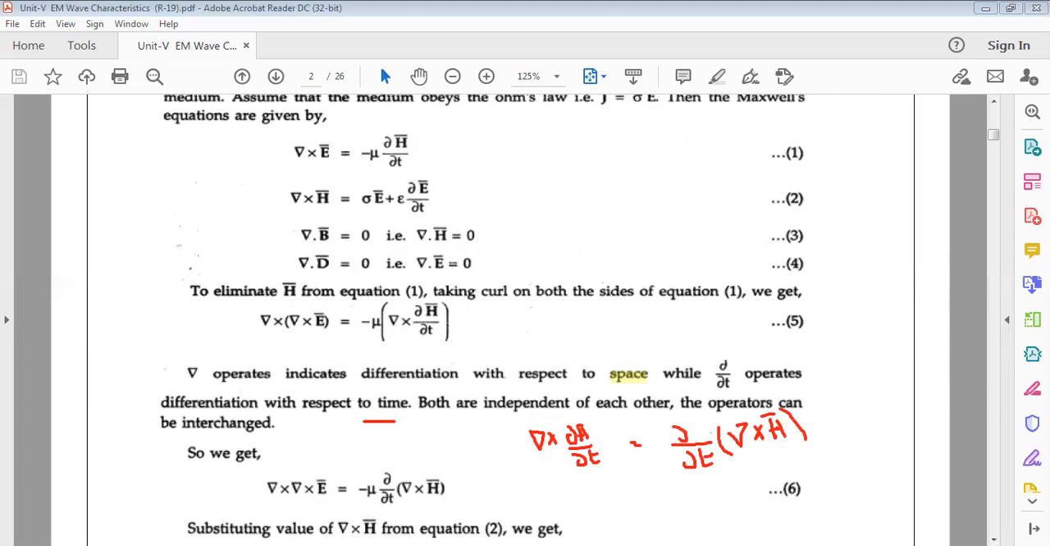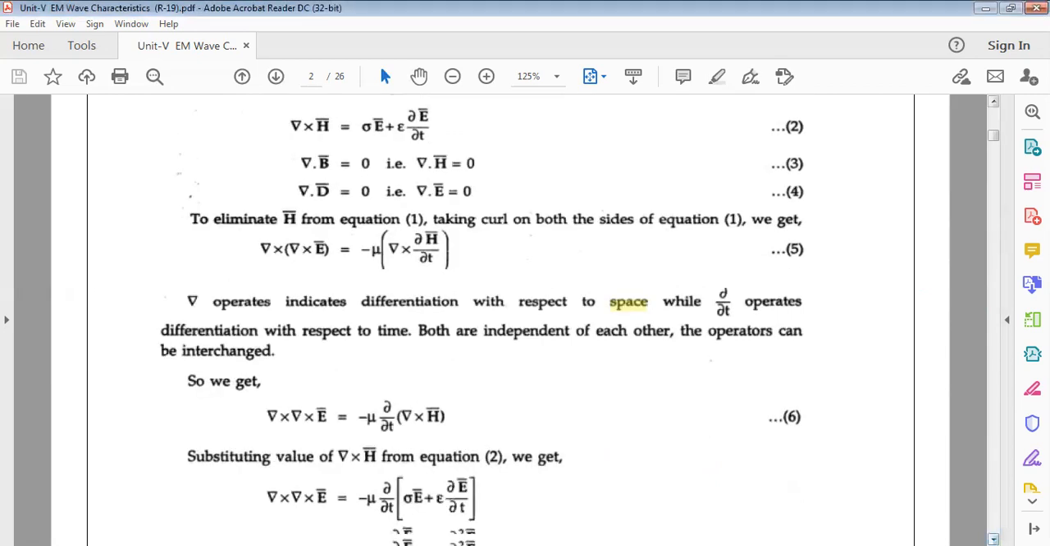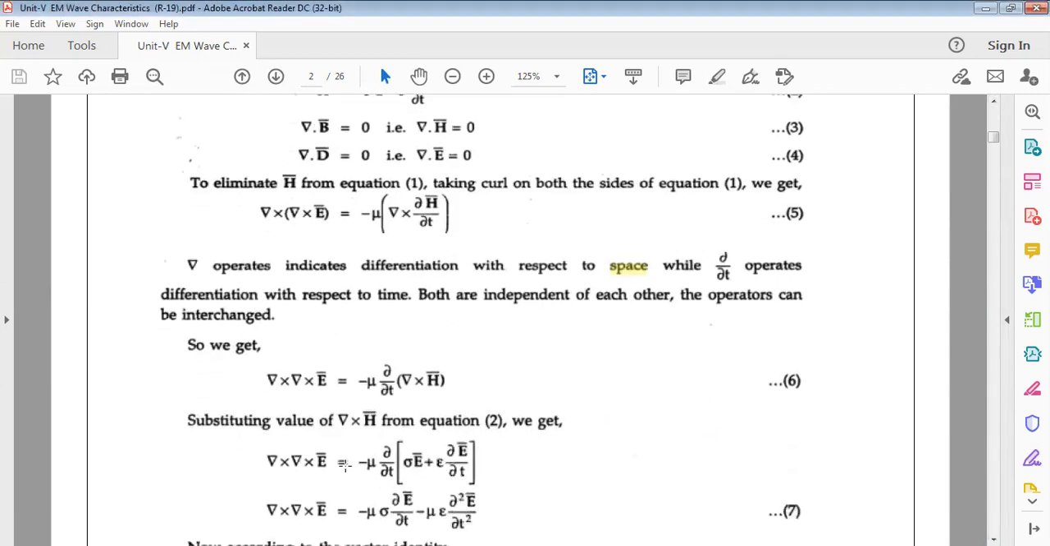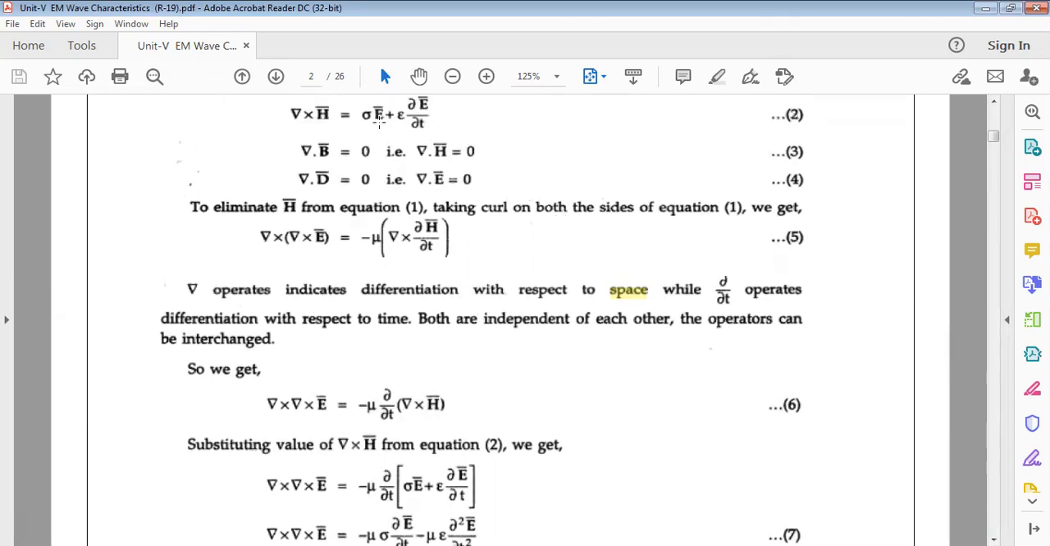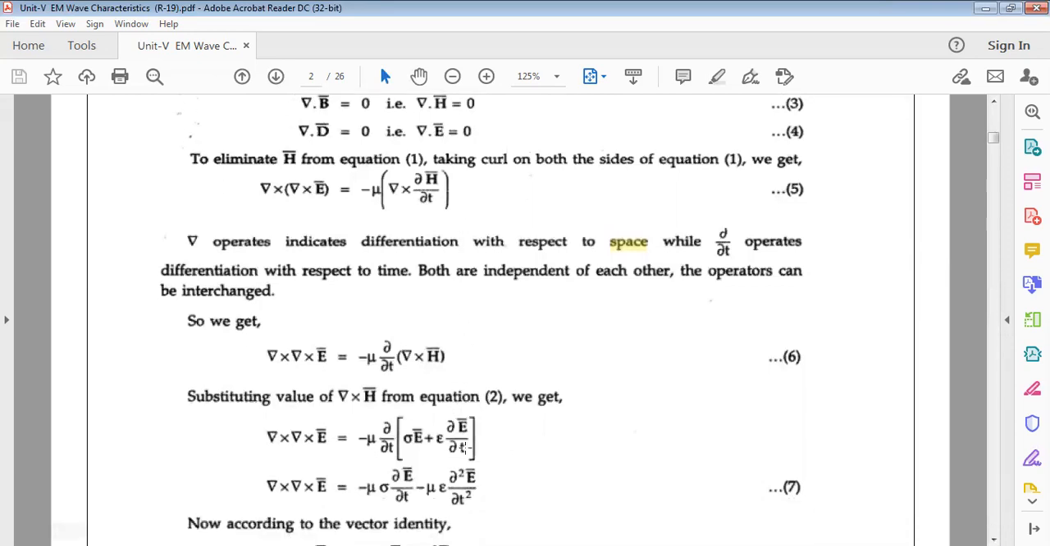Del cross E bar. So the left hand side, del cross E bar is equal to minus mu dou by dou T of del cross H bar. And substituting the value of del cross H bar from equation 2, we get... So what is del cross H bar here? Sigma into E bar plus epsilon into dou E bar by dou T. Substitute the del cross H bar in this sixth equation: del cross E bar is equal to minus mu dou by dou T of sigma into E bar plus epsilon into dou E bar by dou T.